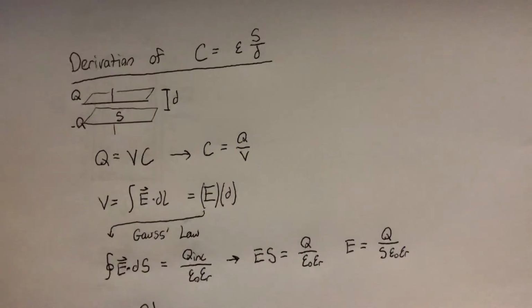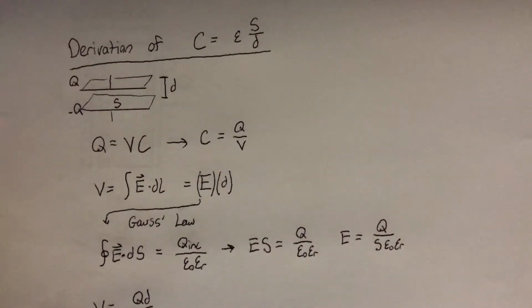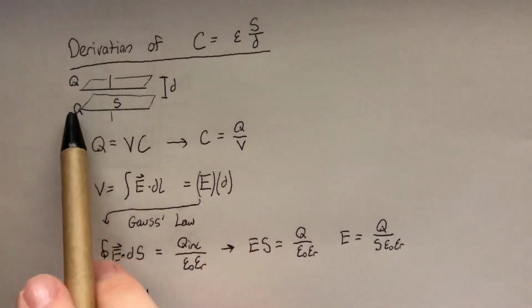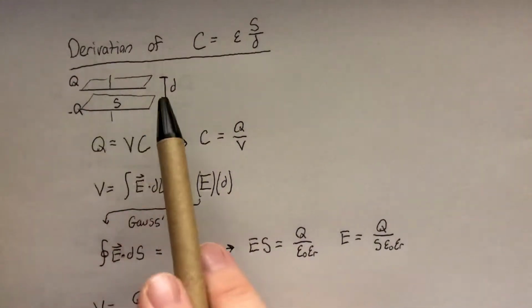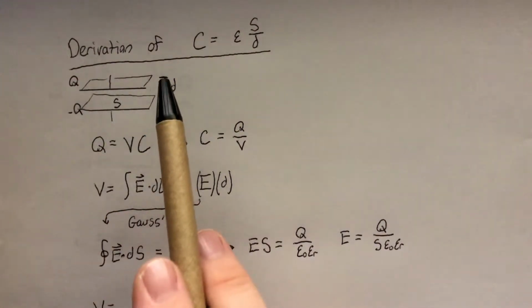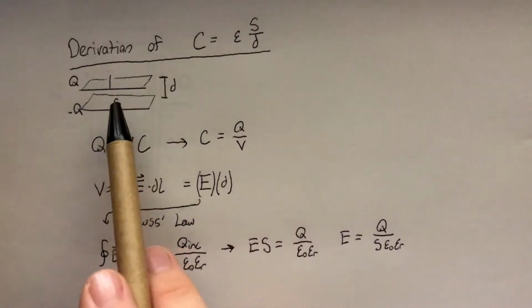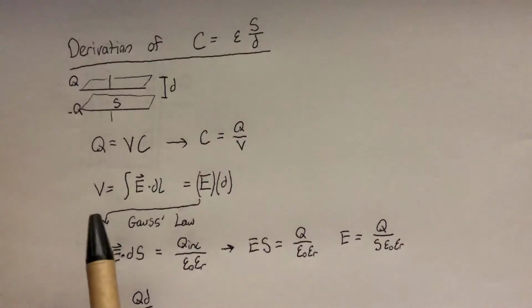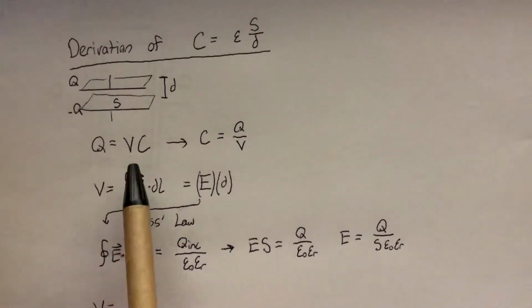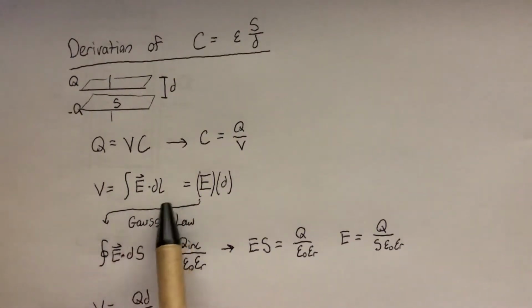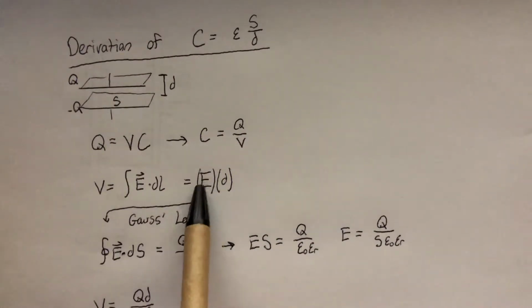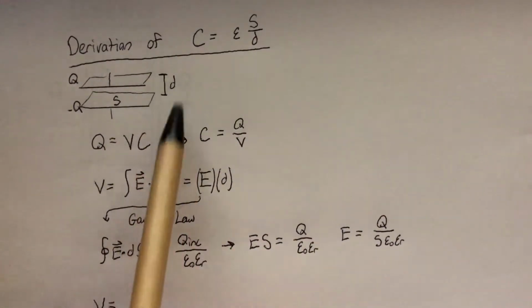So for deriving this equation, we have to start off with our parallel plate capacitor that has charge Q and minus Q respectively, a set distance D apart, and a surface area capital S. We start off with our basic relationship, and we find that voltage is the integral of the electric field over a distance. In this case, we denote that as capital E times that distance D.